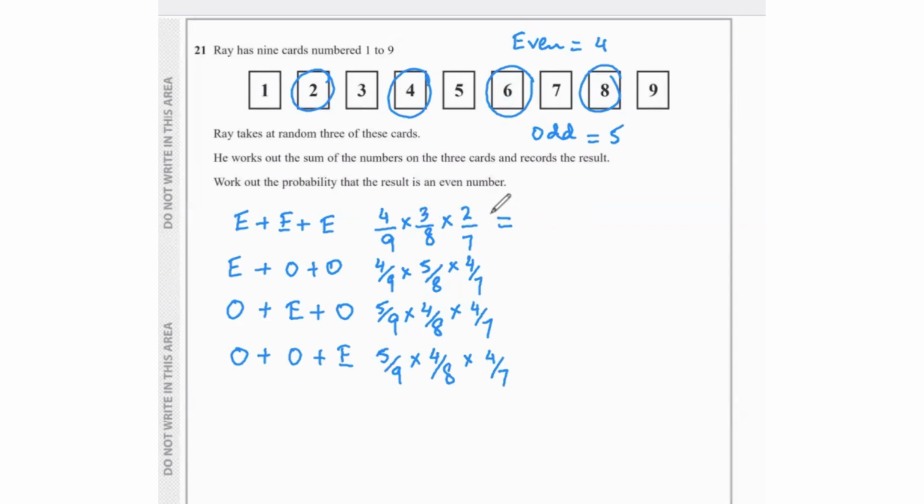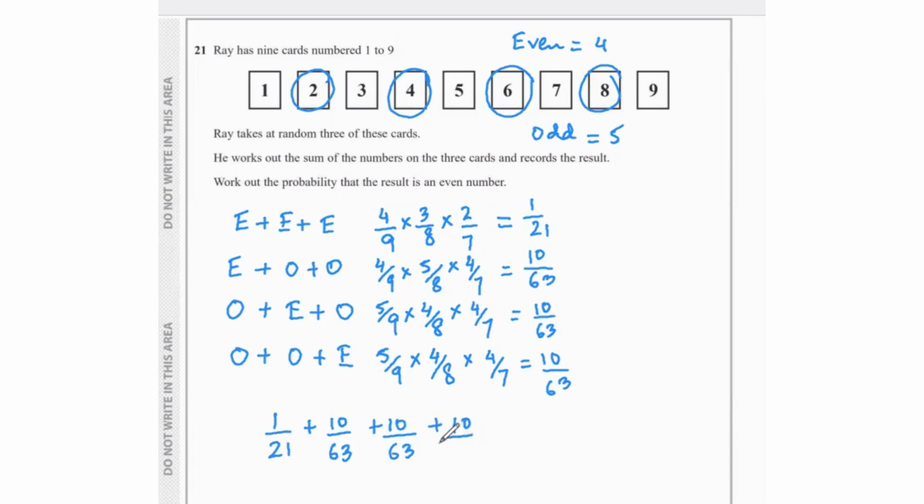For the first one, it's going to be 1 over 21, and the others are going to be 10 over 63, and it's going to be the same for all these three because we're multiplying the same fractions. So we're going to add these up to find the probability of us getting an even number. So 1 over 21 plus 10 over 63 plus 10 over 63 plus 10 over 63. So that's going to be 11 over 21. That is the probability of you getting an even number every time you pick up the cards and add this up.